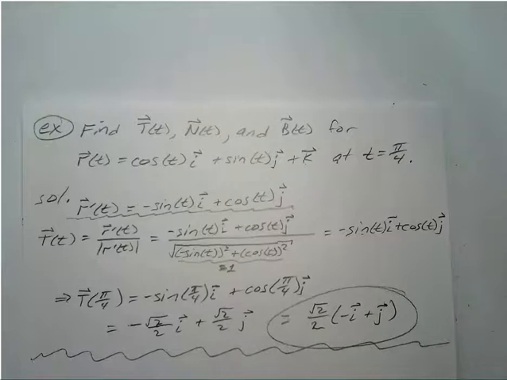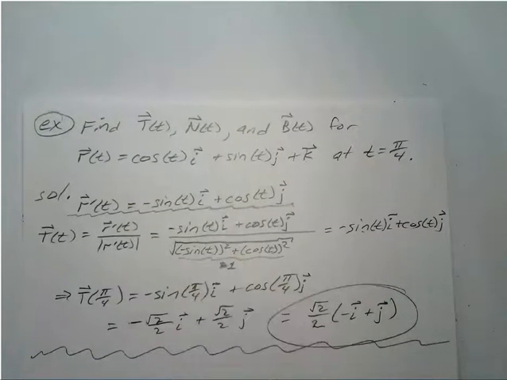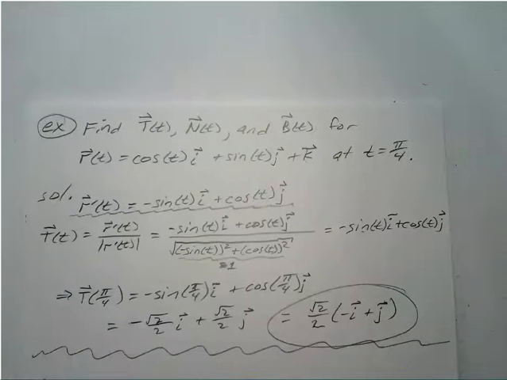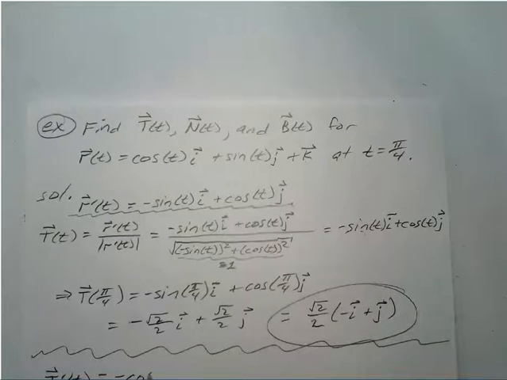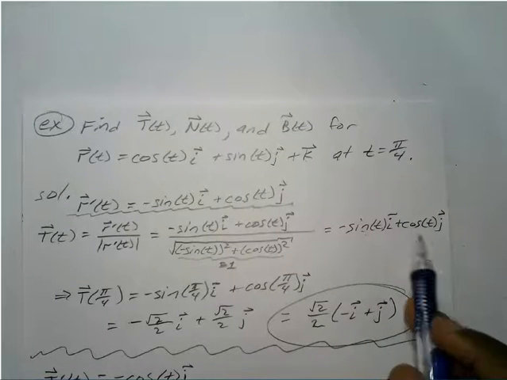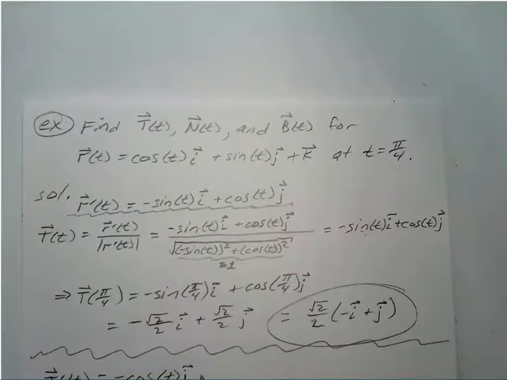Now we're going to find our normal vector. First we need the derivative of our tangent vector. So T prime of t is equal to the derivative of negative sine, which is negative cosine of t times the i vector. The derivative of cosine is negative sine, so that's minus sine of t times your j vector.